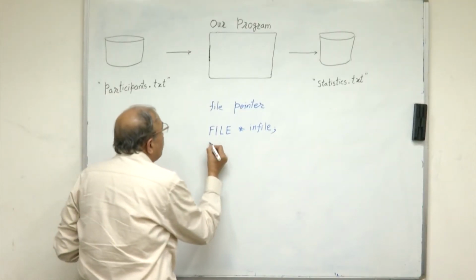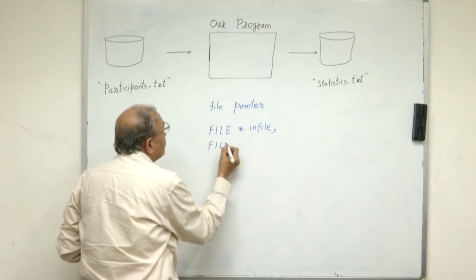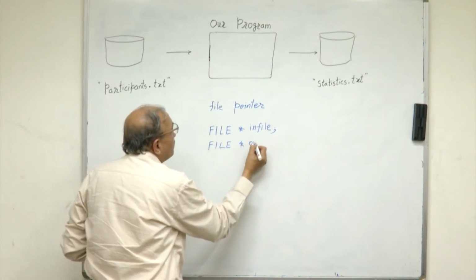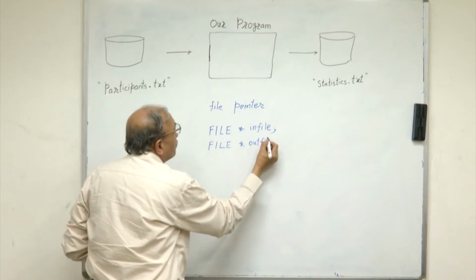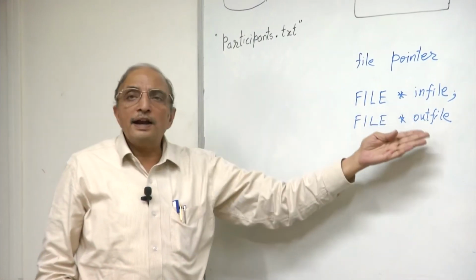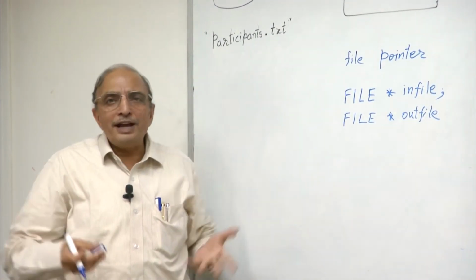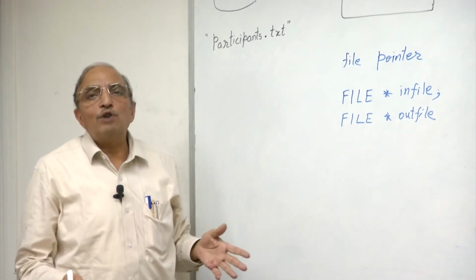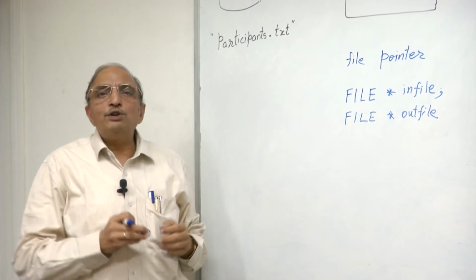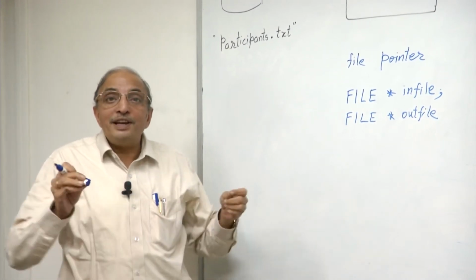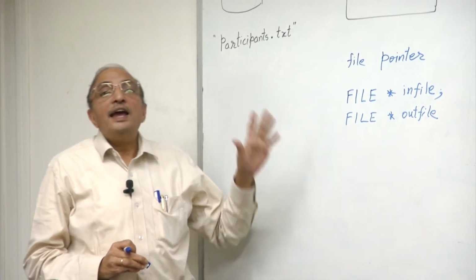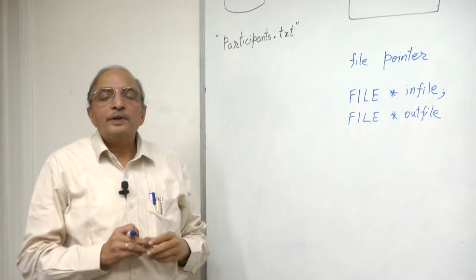Similarly, I could declare, for example, a file called out file. Clearly, these names in file and out file are arbitrary names of my choice, and they have no connection whatsoever with any external real file. So, the first thing that we need to do in a program is to establish an association with an internal file name and a corresponding external name.